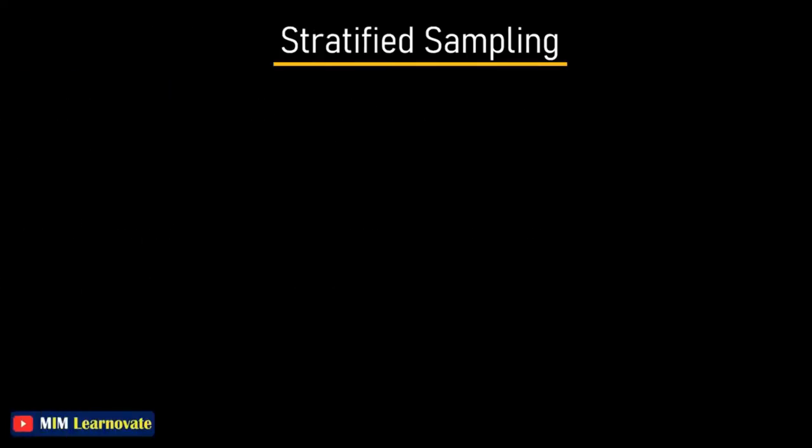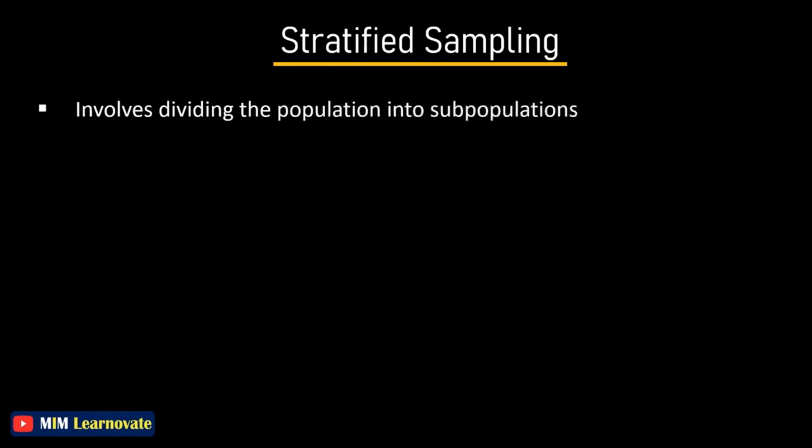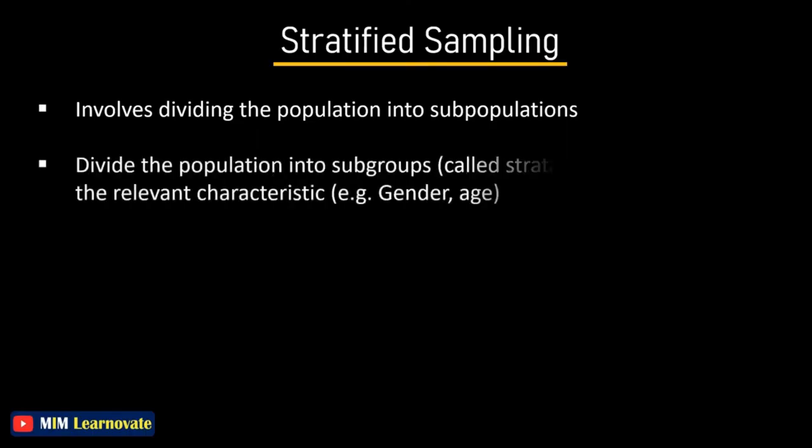Stratified sampling. Stratified sampling involves dividing the population into subpopulations that may differ in important ways. It allows you to draw more precise conclusions by ensuring that every subgroup is properly represented in the sample. To use this sampling method, you divide the population into subgroups called strata based on the relevant characteristics, for example, gender, age range, income bracket, job role.